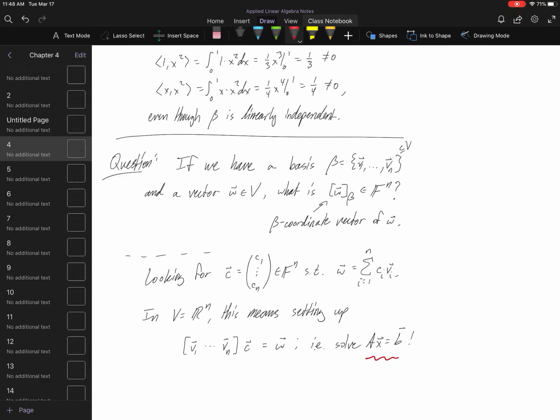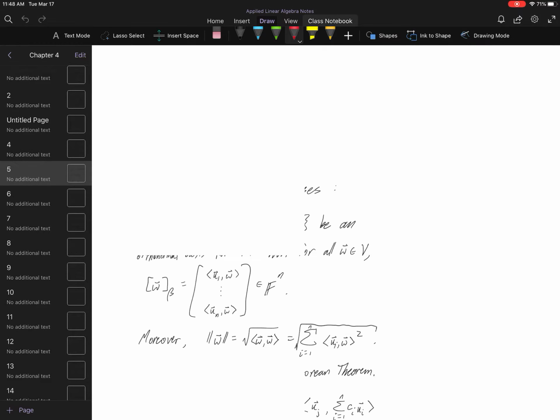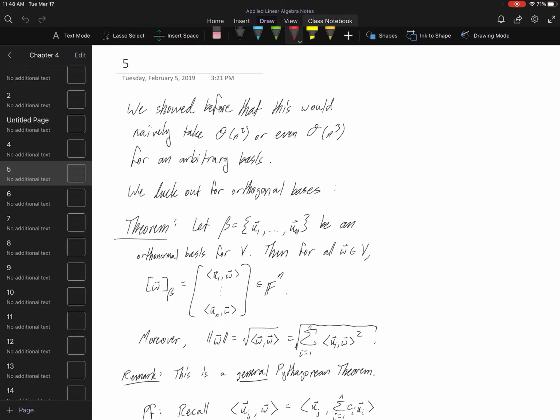So if we want the coordinates of a vector, we're going to have to solve some version of the linear system AX equals B. Maybe orthogonality is going to help us figure out how to do this more quickly? We'll find out. We showed before that this would naively take on the order of n squared or possibly n cubed computations. N cubed would correspond to naive Gaussian elimination, and n squared we talked about using an LU factorization to use forward and backward substitution to solve that.